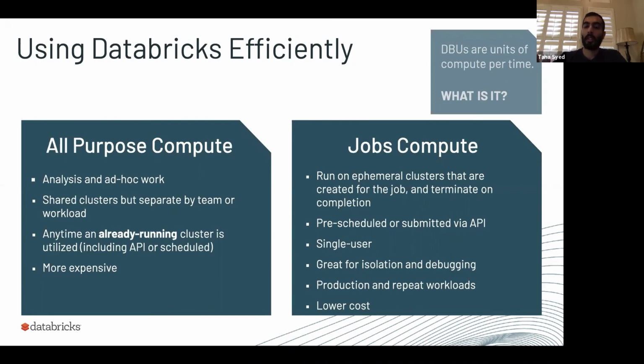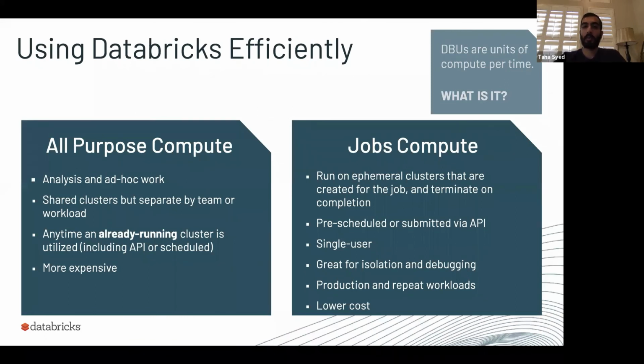Jobs compute is run on ephemeral clusters. So this is something that was scheduled or submitted through the API. It's run on a cluster that spins up specifically for that job, and when that job terminates, the cluster itself will also terminate. In general, jobs compute is used for jobs clusters where it's a single user or a production job, good for isolation and debugging because all of the logs will be individualized to just whatever was running on that cluster. So it's an easier time debugging, and they're lower cost.